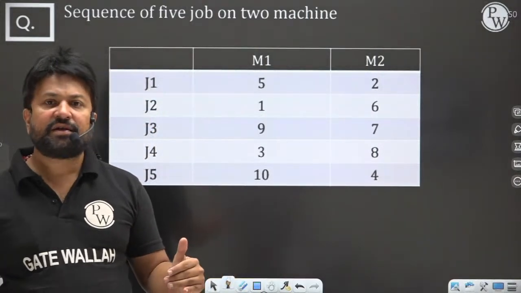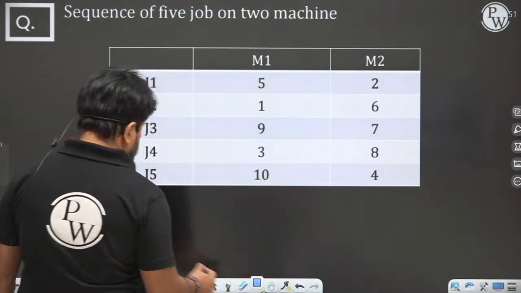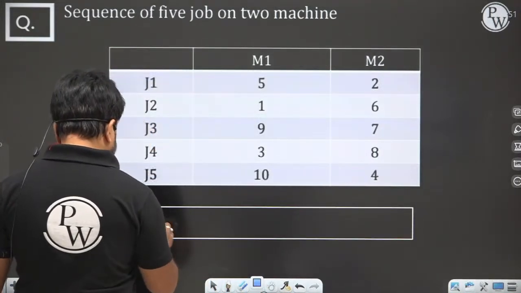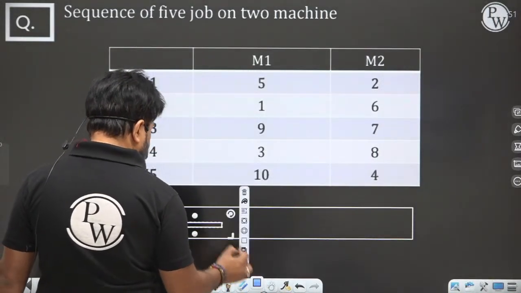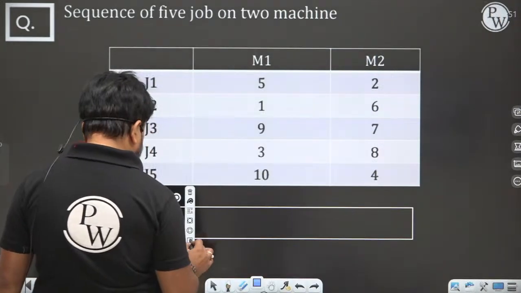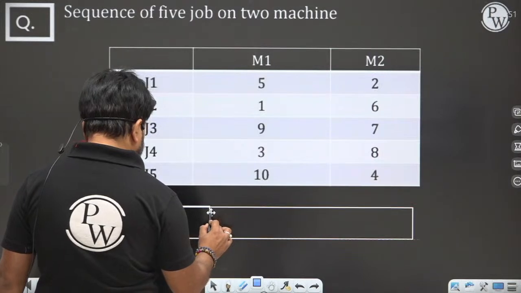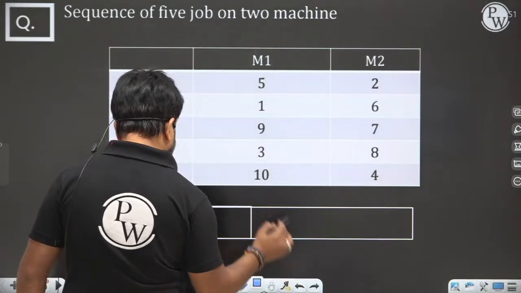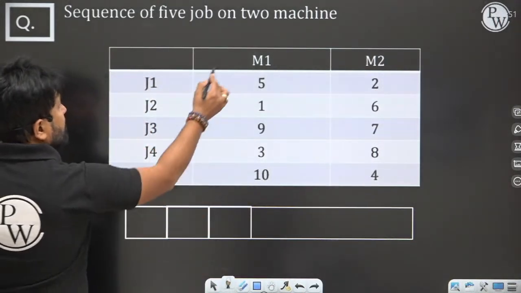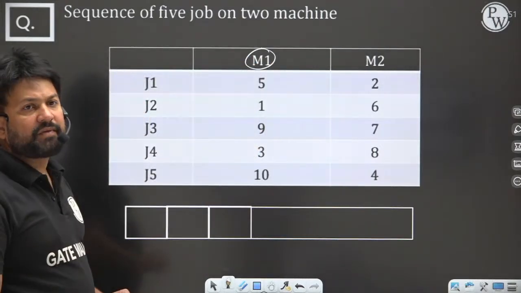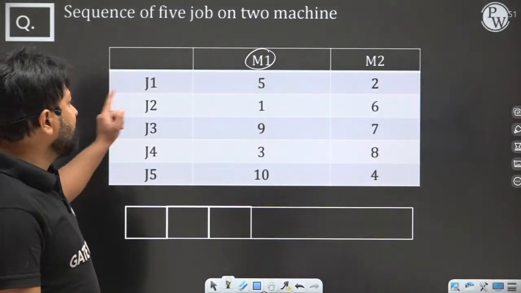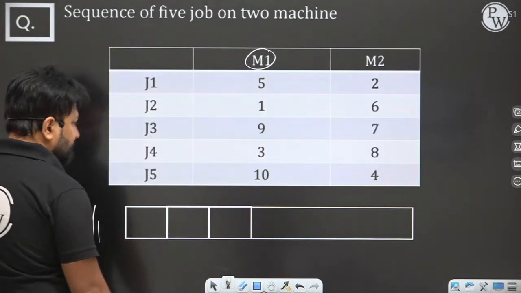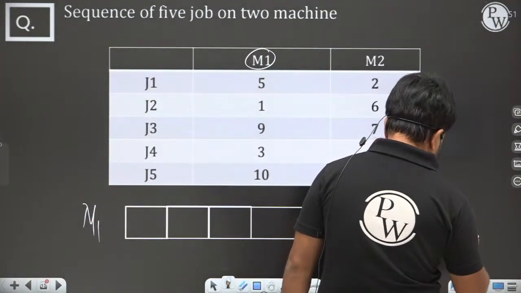What does Johnson say? Johnson says make a column, make a row, and divide that row into number of C. Okay, I am going to write. Any job, in processing, will load on machine 1 and then it will go to machine 2. Write down in the front machine 1 and write down at the end machine 2.